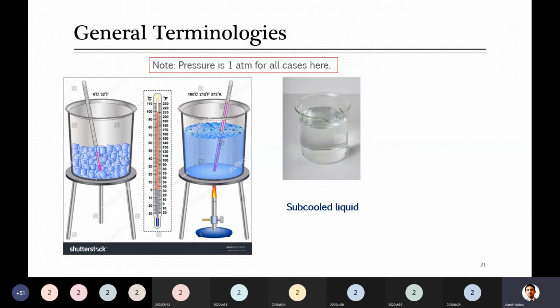So something we call subcooled liquid is a liquid at a temperature below its saturation temperature. And saturation temperature here is the temperature at which phase change takes place. So for this water at 1 atmospheric pressure, phase change from liquid to vapor takes place at which temperature? 100 degrees C. So any water below this 100 degrees C, but kindly remember it is only at 1 atm.